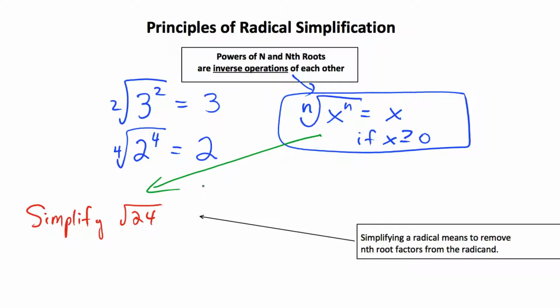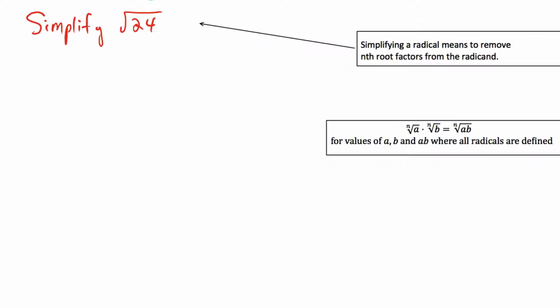For example, when you've been asked to simplify something like the square root of 24. Now, just a reminder that simplifying a radical means that we need to remove any nth root factors from the radicand. In this case, square root factors from 24. So we need to break up our 24 into factors, which we can do via a factor tree, or in this case, since the number is fairly small, we can just think about the biggest perfect square that divides into 24, which is 4. So 4 times 6 is 24.